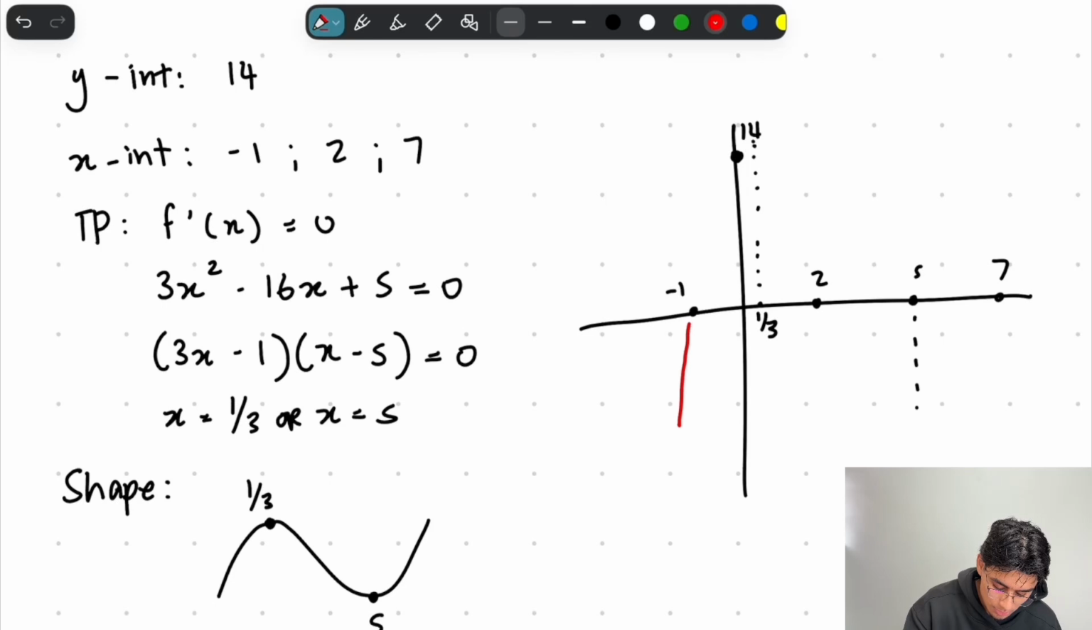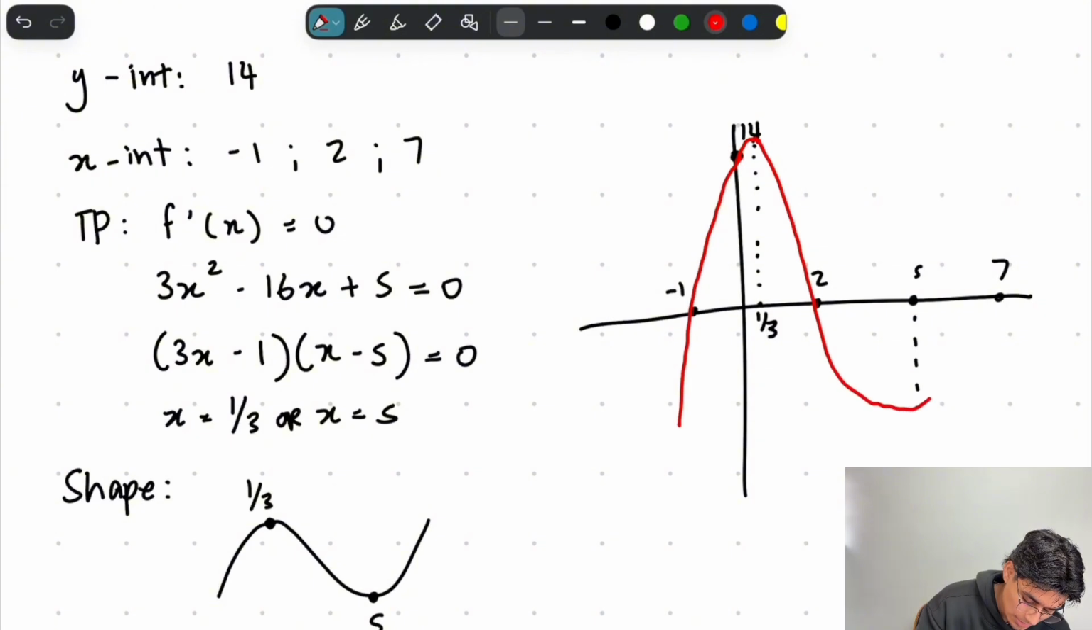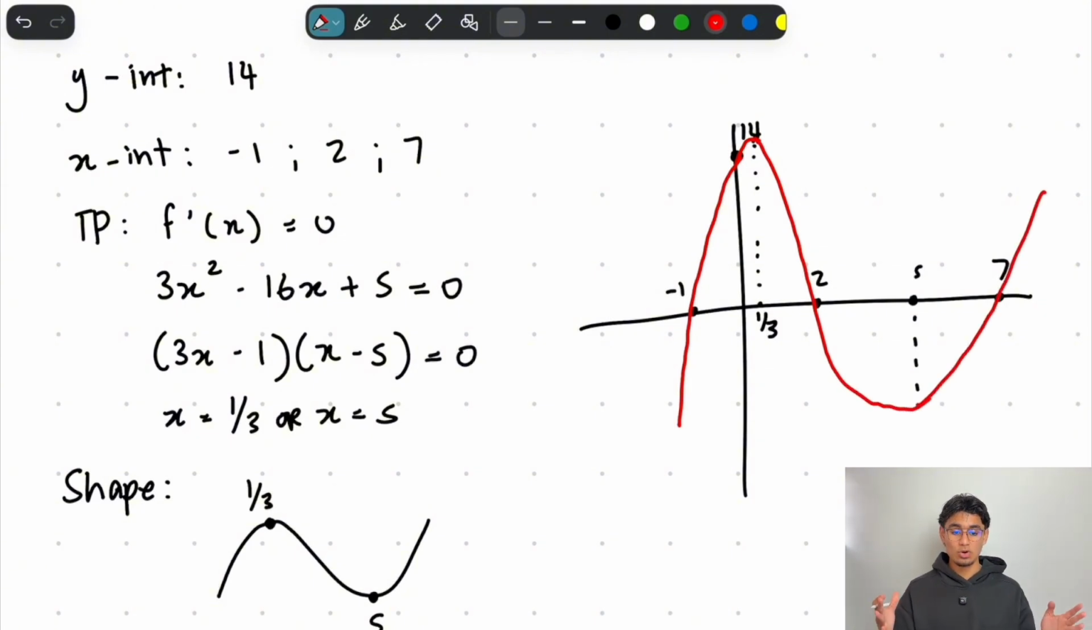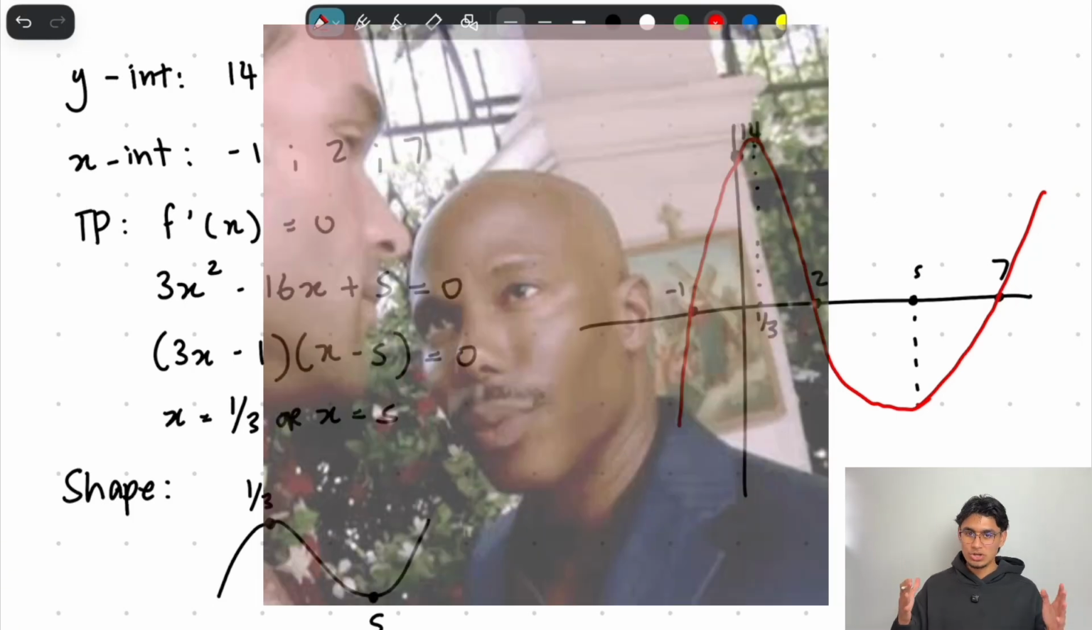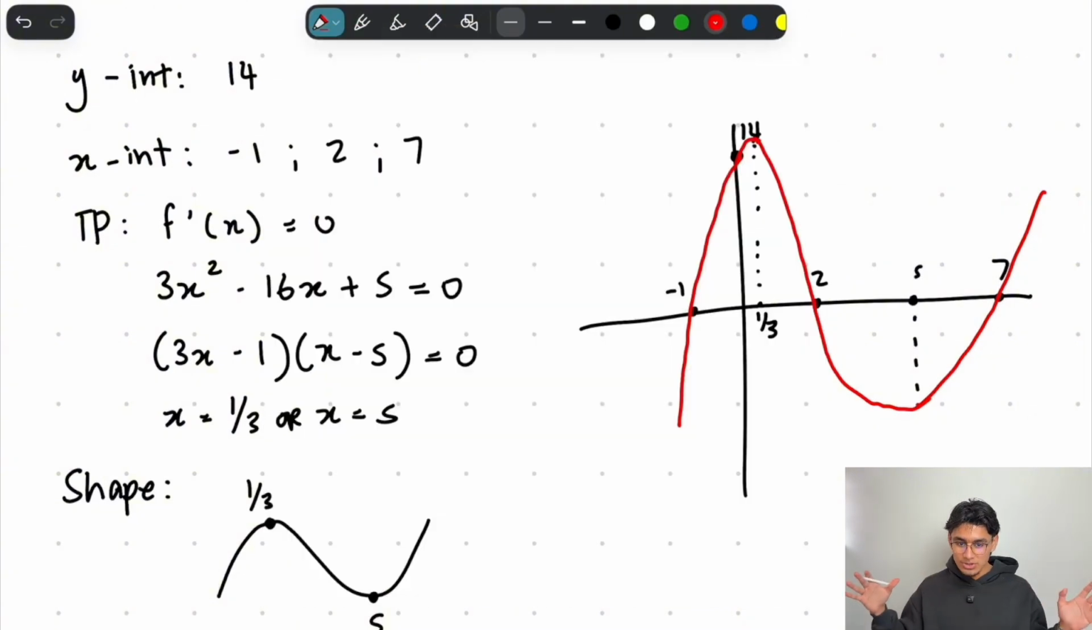So we're going to go through the -1, through the 14, up to the max, down to the next intercept, down to the min, and then through the next intercept. Obviously, my graph looks terrible, but that's the point. I drew it terrible on purpose, of course, just to show you that it can look terrible as long as you're going through the right points.